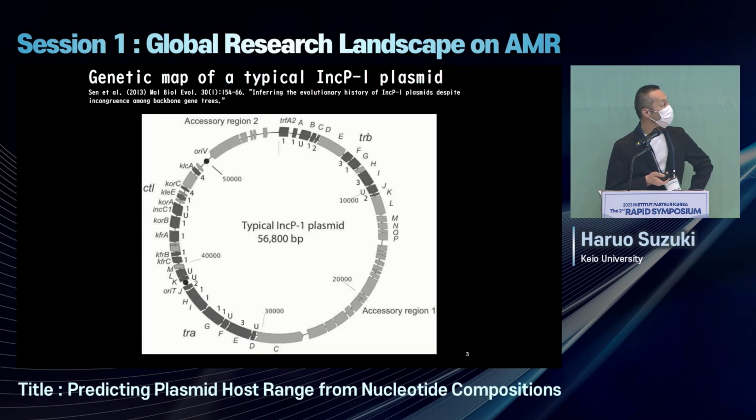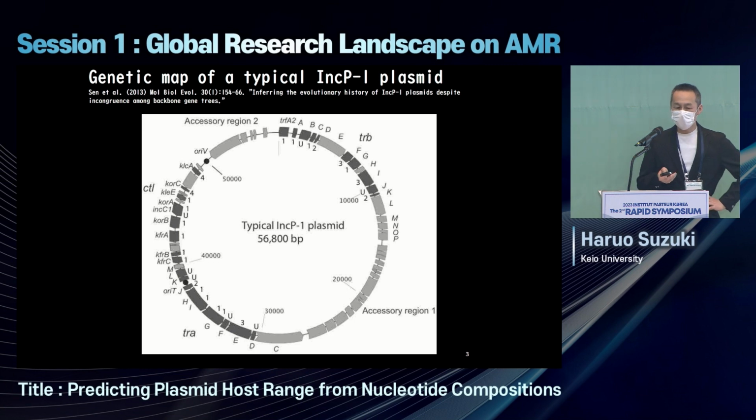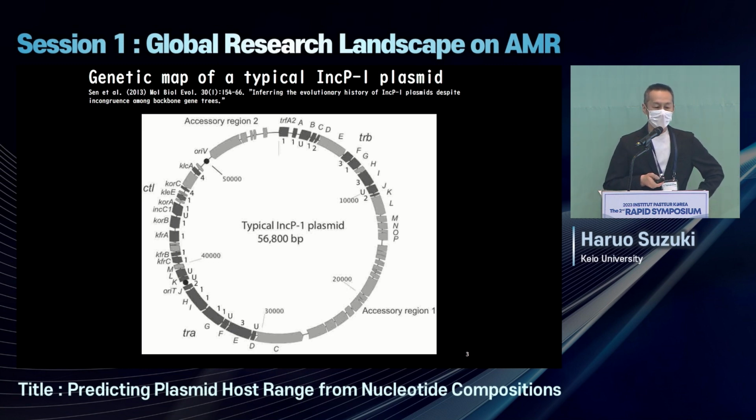This is the genome structure of a typical IncP-1 plasmid. The IncP-1 plasmid genome can be divided into two parts, the backbone gene region and the accessory gene region. The backbone region consists of essential plasmid functions like replication, plasmid maintenance, stability, and conjugative transfer. The accessory region encodes host-beneficial traits like virulence factors and antimicrobial resistance.